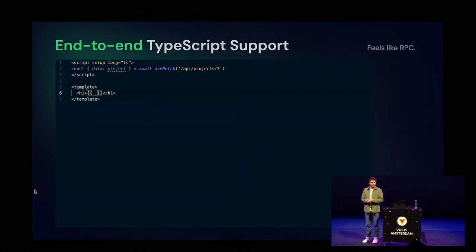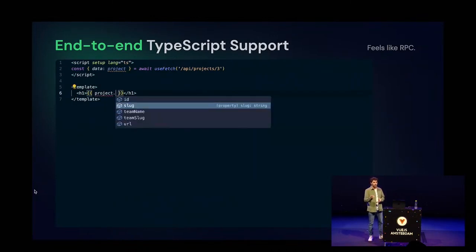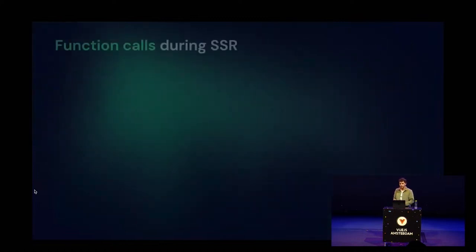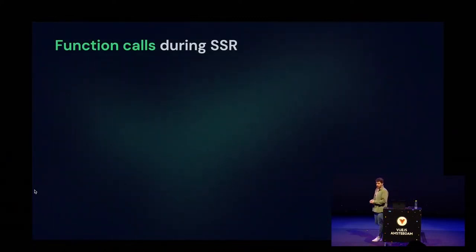In my view template, I will also have auto-completion for the value returned from this API route. This is quite nice when you work with TypeScript and you like types. Something hard to explain are the function calls during SSR. Is there anyone that knows what this is?